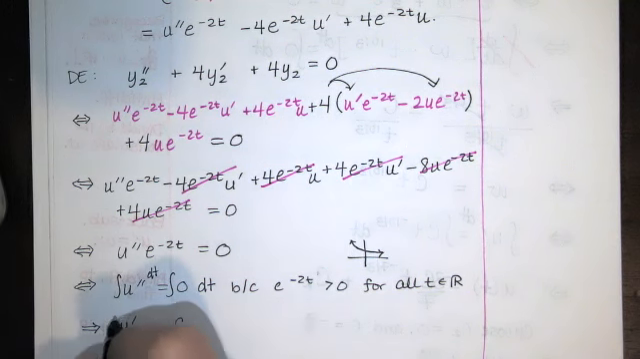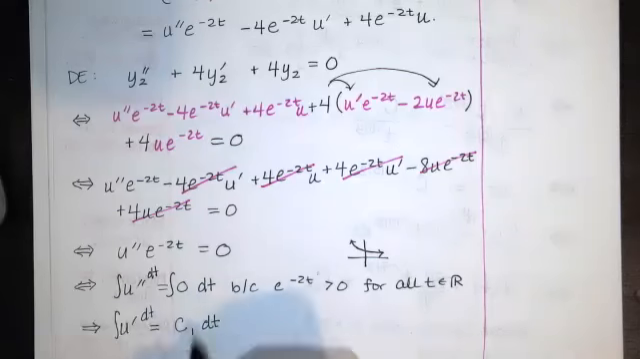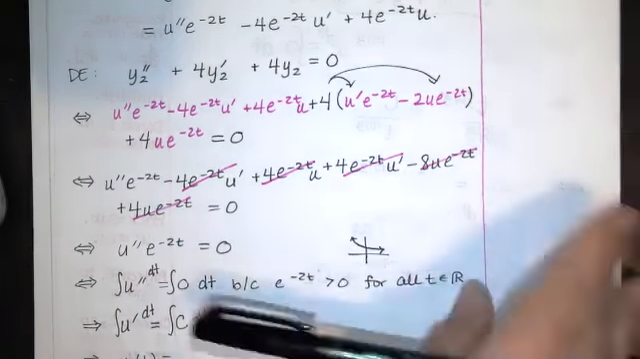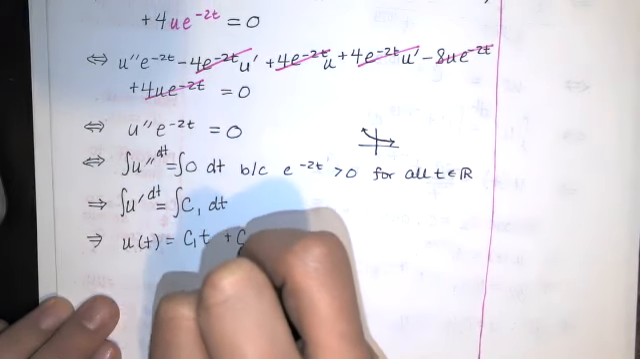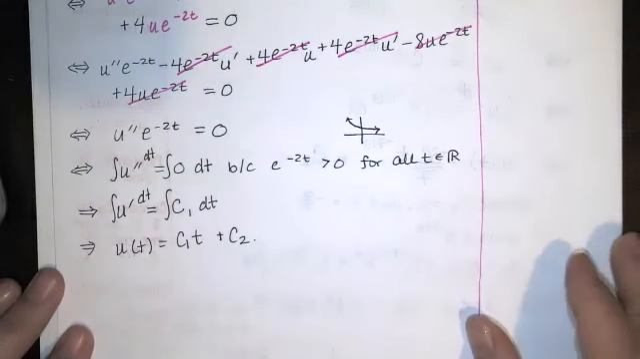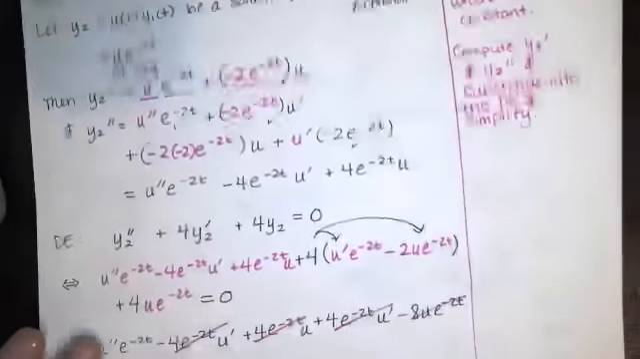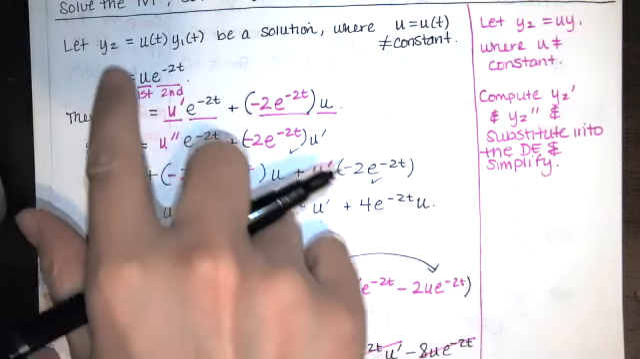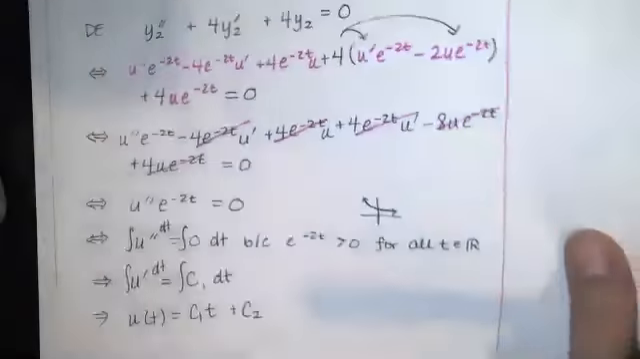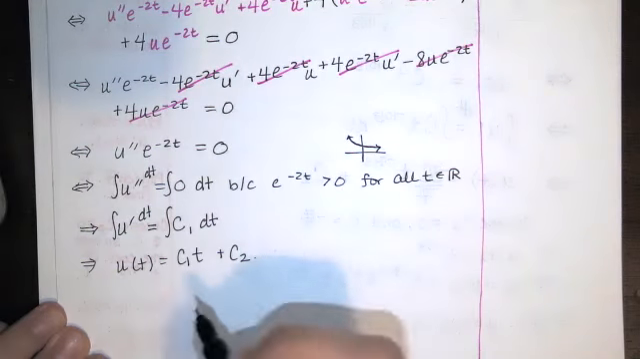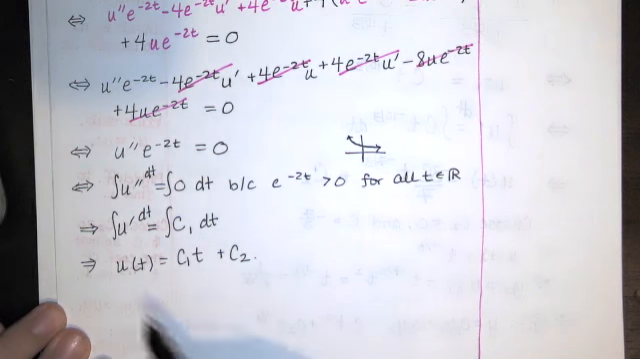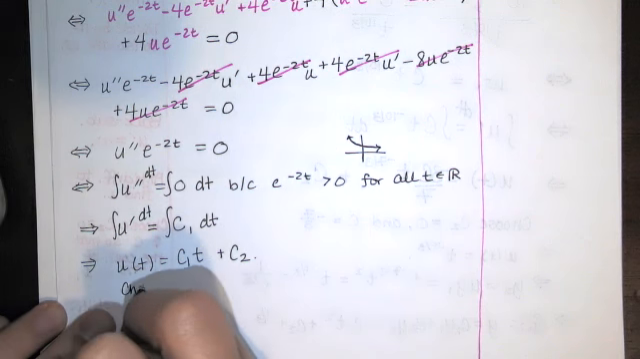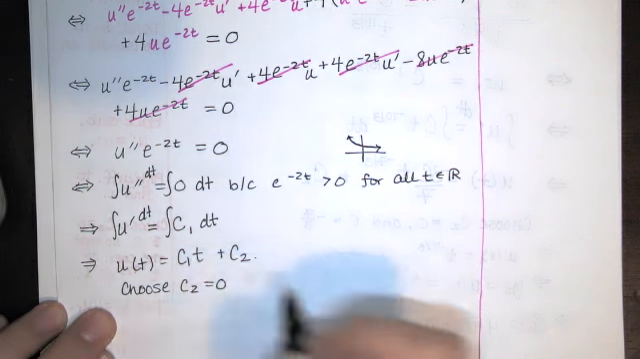And I still have u prime here, so I want to anti-differentiate again with respect to t to get u by itself. So we'll have u of t equals, do that to both sides, this constant times t plus a different constant. And now that I have u, that's going to be enough for me to get my y2. y2 is u times y1. But if I'm multiplying this by y1, I don't want a constant times y1 as part of my y2. So I'm going to choose C2 to be 0.